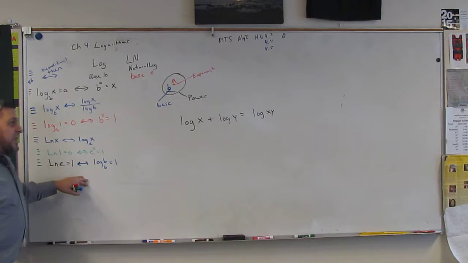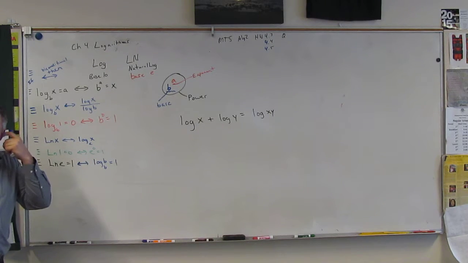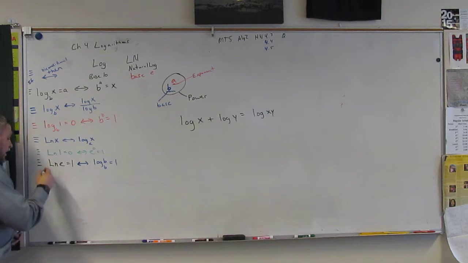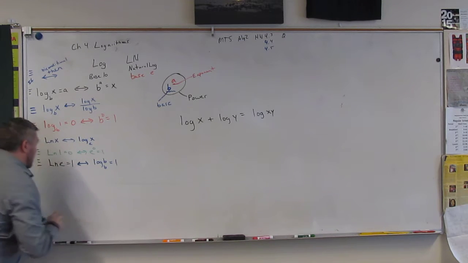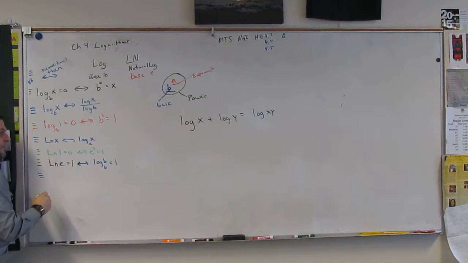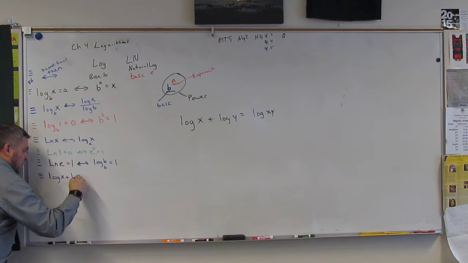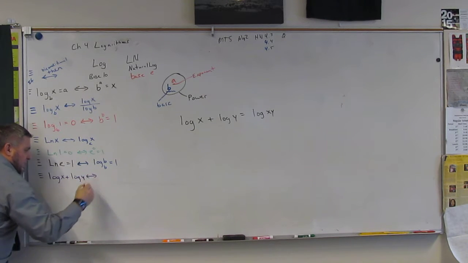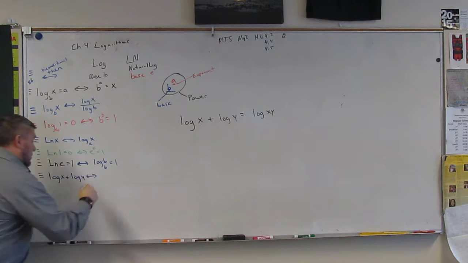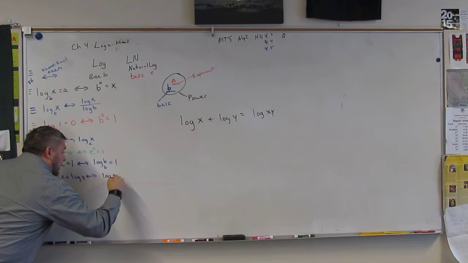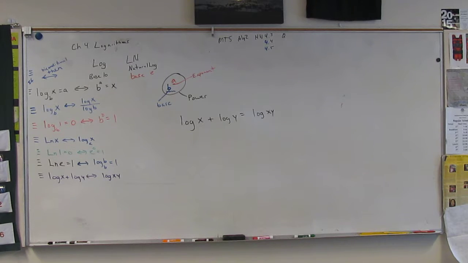So when we line it up here, we're going to say if log x plus log y, then, and it goes both ways, then log xy. Does that make sense? Because when you multiply their powers, you add the exponents, right? Logarithms are exponents. So if we add exponents, we're going to multiply their powers.